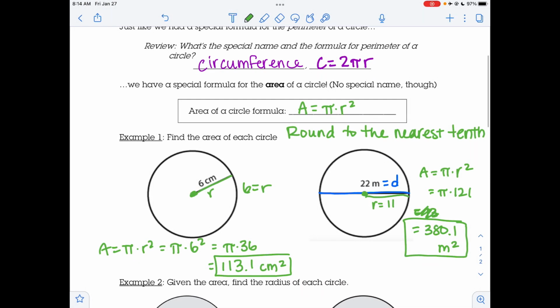All right, so take a minute. If you didn't get all of that copied down, pause the video and get these copied down as examples. They will help you with your assignment. But I'm going to move on to example 2.